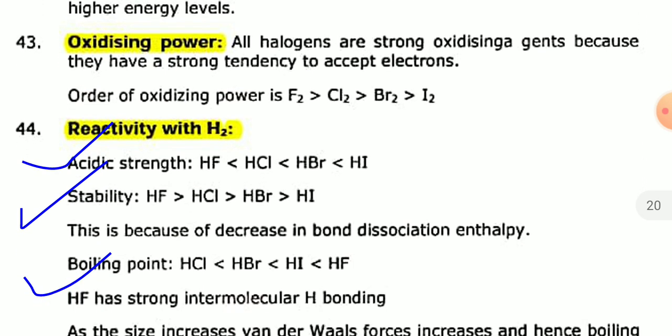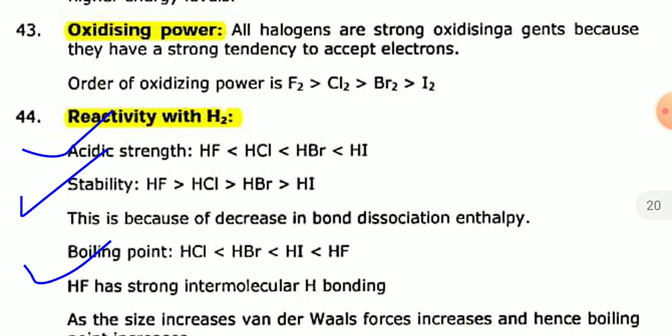Now, oxidizing power of different halogens. All halogens are strong oxidizing agents because they have a strong tendency to accept electrons, and the oxidizing power of different halogens is F2 greater than Cl2 greater than Br2 greater than I2. This is the oxidizing power order.